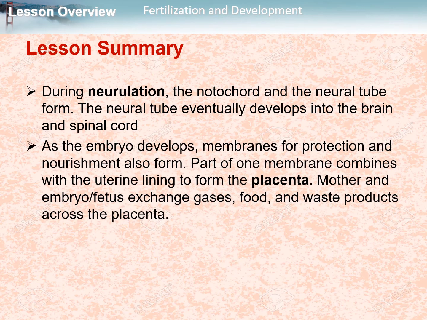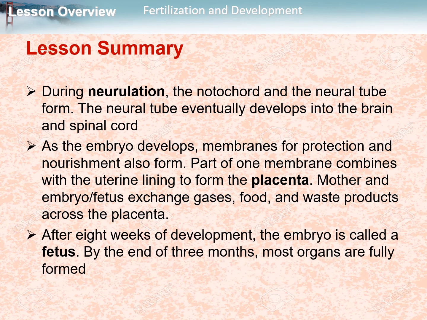As the embryo develops, membranes for protection and nourishment also form. Part of one membrane combines with the uterine lining to form the placenta. Mother and embryo or fetus exchange gases, food, and waste products across the placenta. After 8 weeks of development, the embryo is called a fetus. By the end of 3 months, most organs are fully formed.